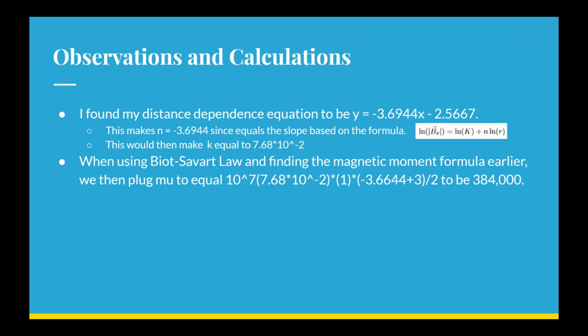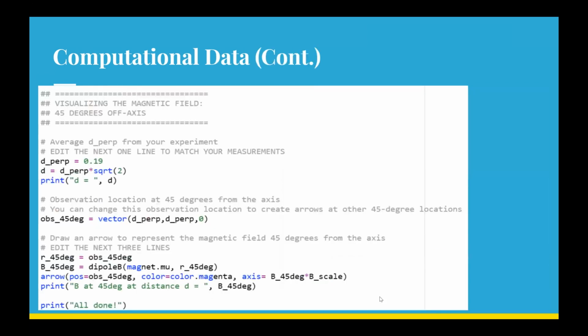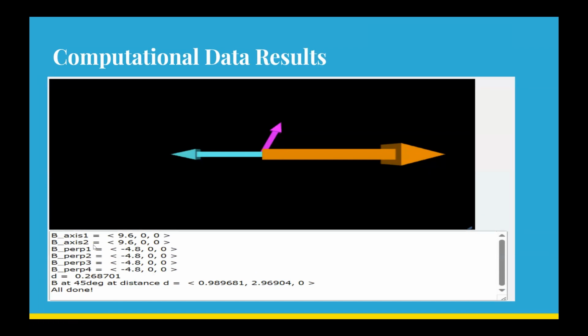We can already start seeing there were some problems in the experiment, but we see more of that right here in the computational data, where we apply our physical constants, including the magnetic constant. Then we plugged in the magnetic field at the origin of the magnetic moment, and we created a function for the magnetic field, and then we scaled some arrows to see how the magnetic field acted overall. And then we did d perpendicular to find our off-axis, which we found at 45 degrees, and then our magnetic field at 45 degrees. And then overall, we found these locations and then our net at the X and Y.